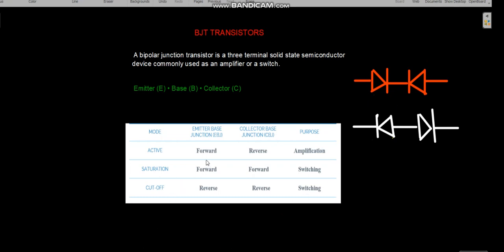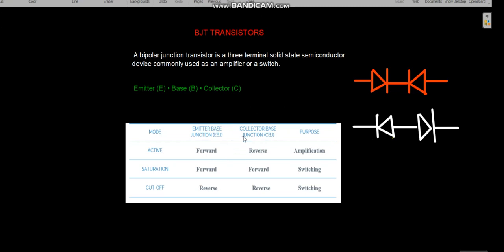In this video, you are going to learn about bipolar junction transistors. A bipolar junction transistor is a three-terminal solid-state semiconductor device that is commonly used as an amplifier or a switch. So that's what a transistor is.